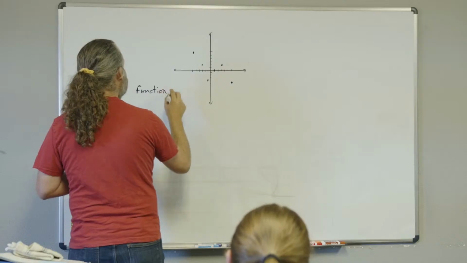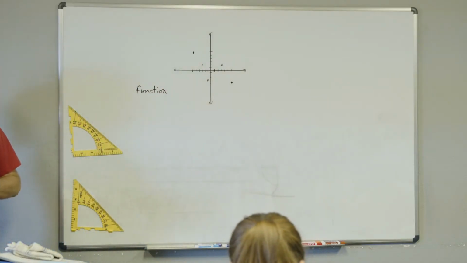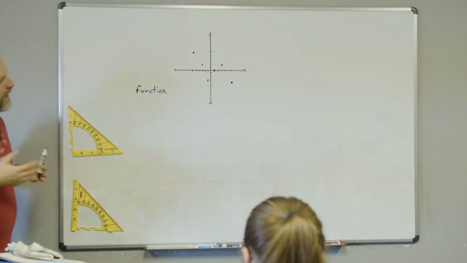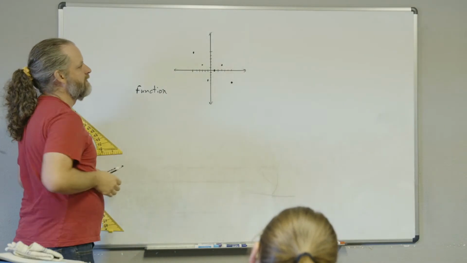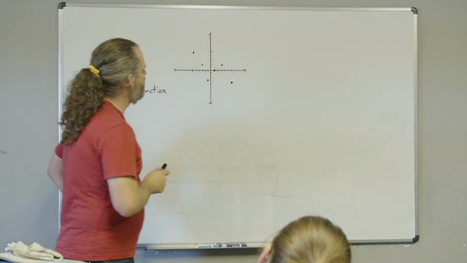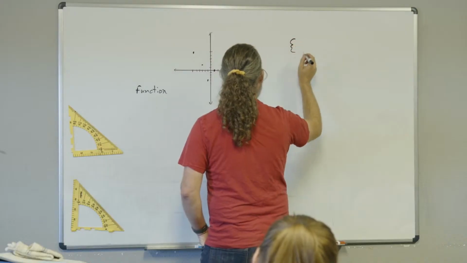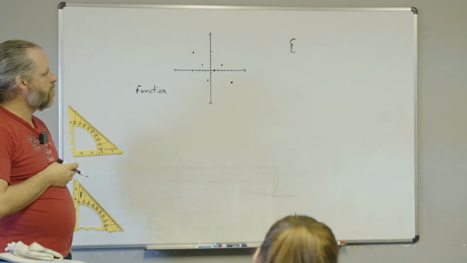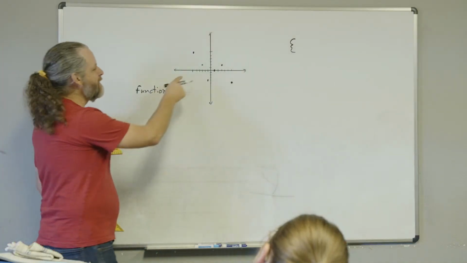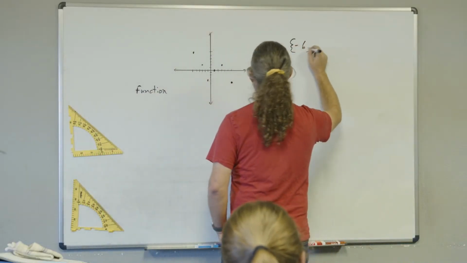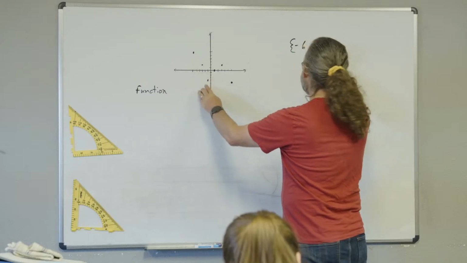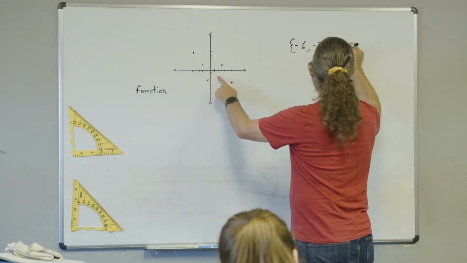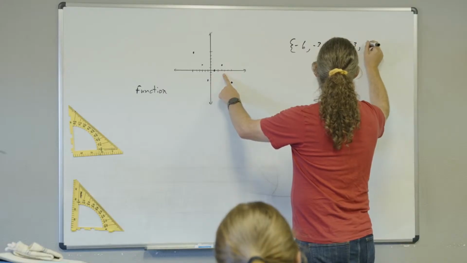What is domain? Yeah, it's what x can be. It's the set of all independent variables, independent quantities. So we list all the x's in order in set notation. So what are they? Negative 6, negative 3, negative 1, 1, 3, and 6.